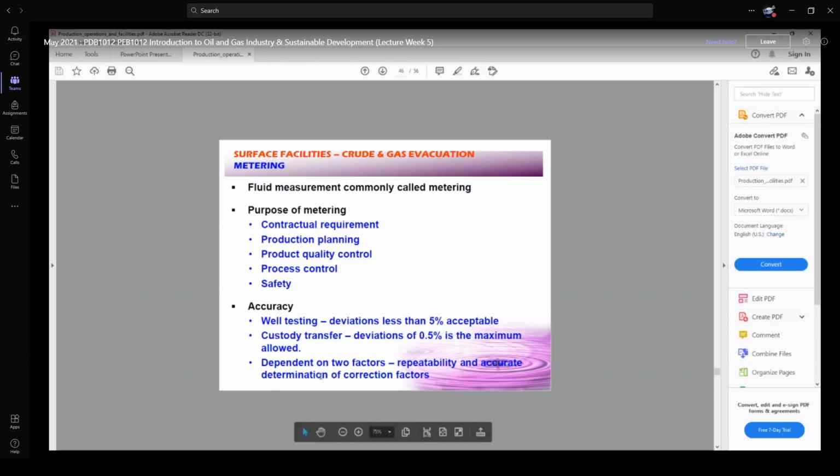So the accuracy actually depends on two factors. One is the repeatability and the other is the accurate determination of the correction factor, right? These two factors determine the accuracy of the volume of the liquid or gas.